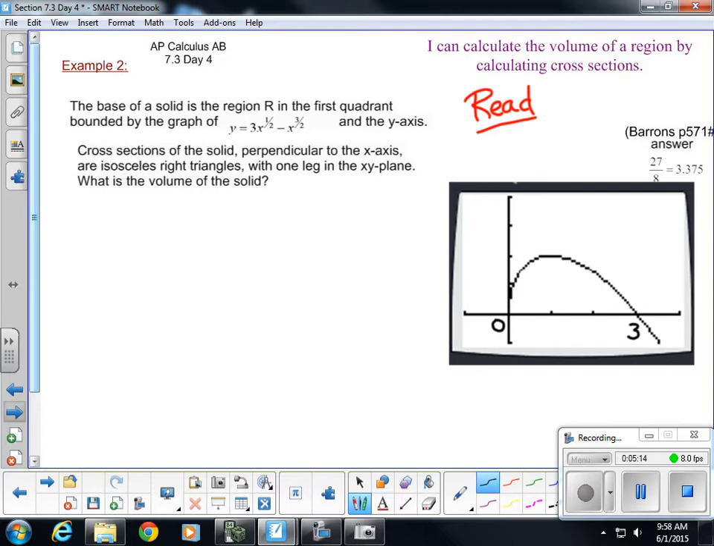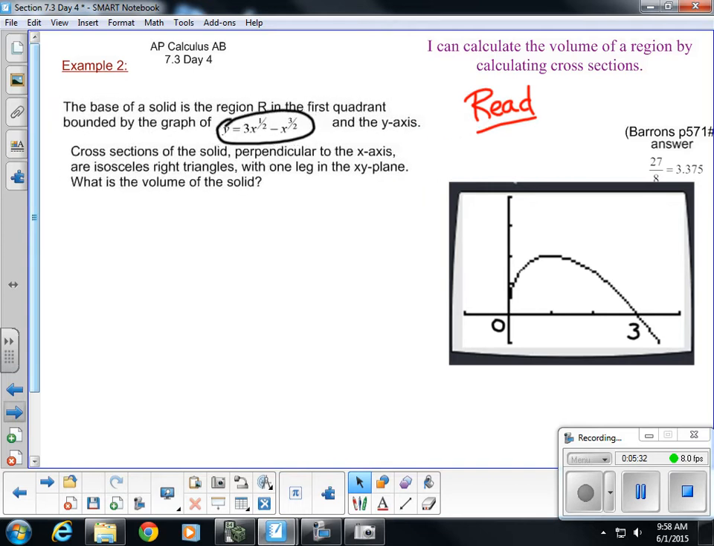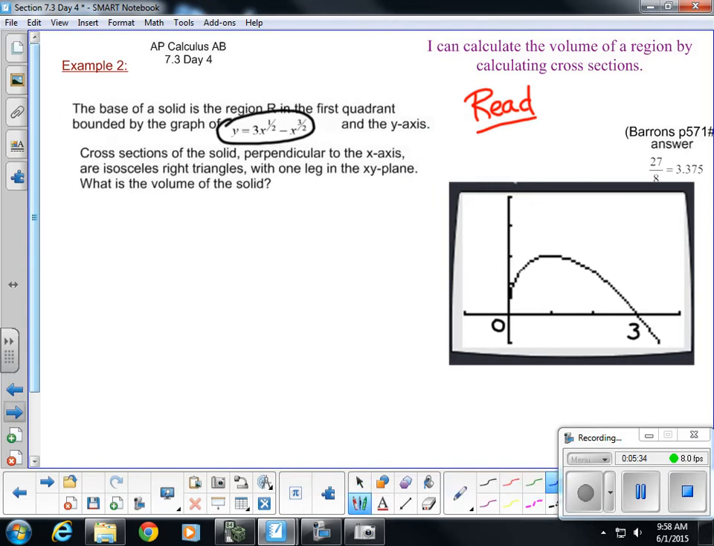This time, our region is between 0 and 3 because it's this graph right here, 3x to the 1/2 minus x to the 3/2, and the y-axis. It says cross sections of the solid, and this cross section word gives you a hint that we're doing cross sections again. So volume equals the integral of area. It says perpendicular to the x-axis, so I know it's with respect to x.